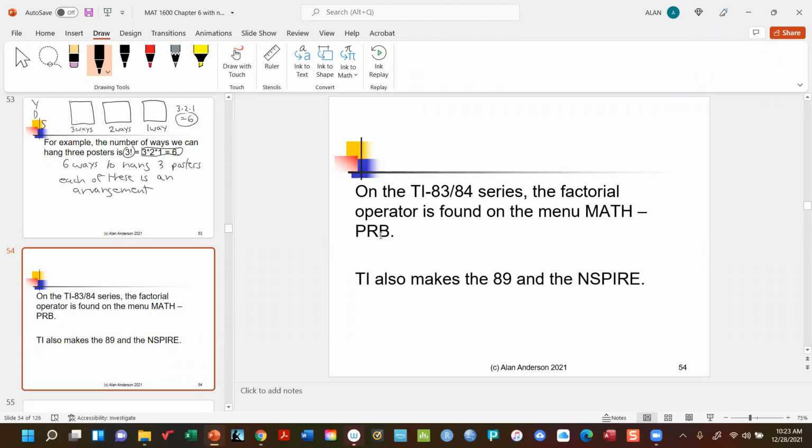If you've never seen it before, let me just get mine out for a second. On this calculator, there's a math button in the upper left-hand corner. When you go to the math button and scroll over to the right, you can see a bunch of submenus. One of them is PRB, for probability. You scroll down, and number 4 is the factorial operator.